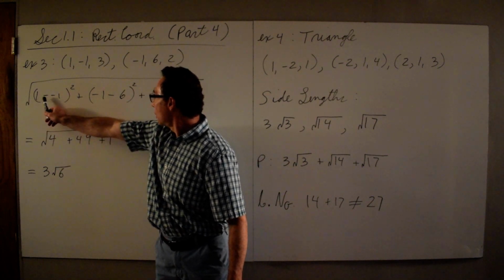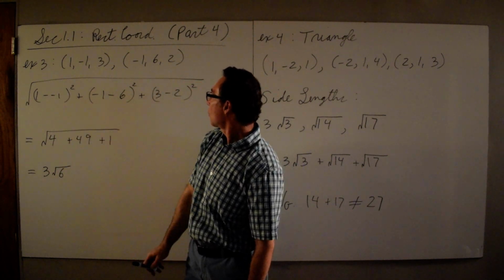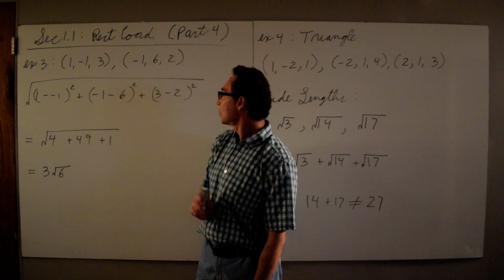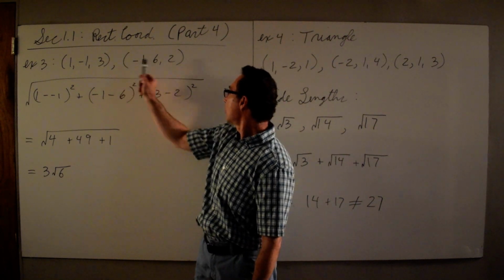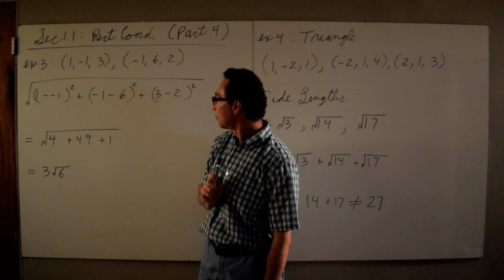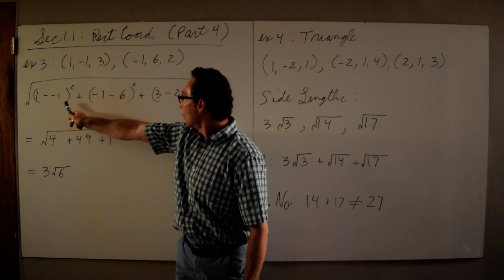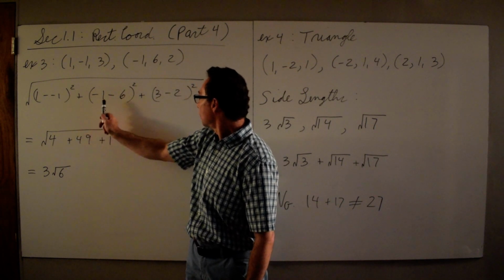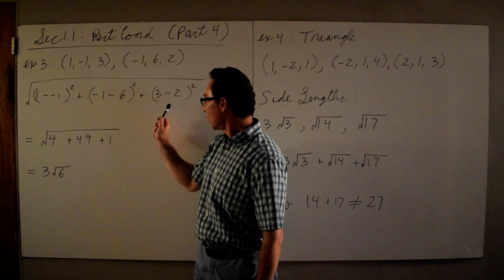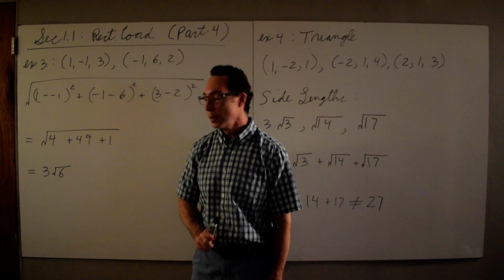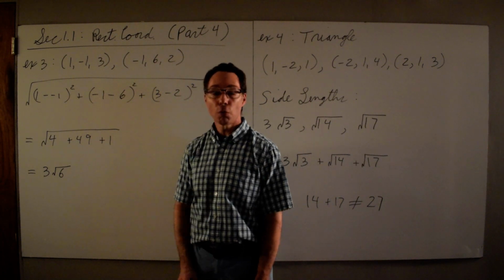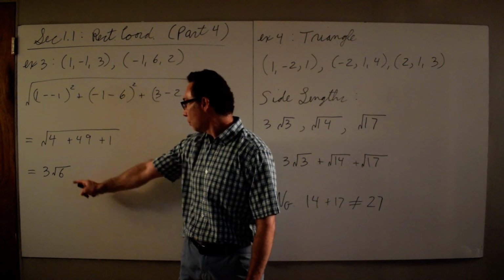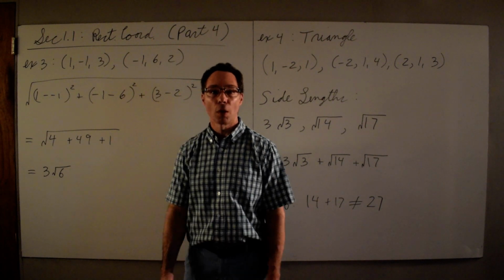So we have 1 minus -1 quantity squared, -1 minus 6 quantity squared, and 3 minus 2 quantity squared. And so we have 2 squared plus 7 squared plus 1 squared. So we have the square root of 54. The square root of 54 simplifies to 3 times the square root of 6.